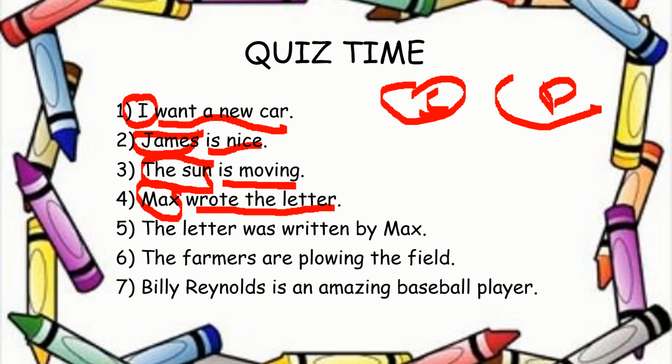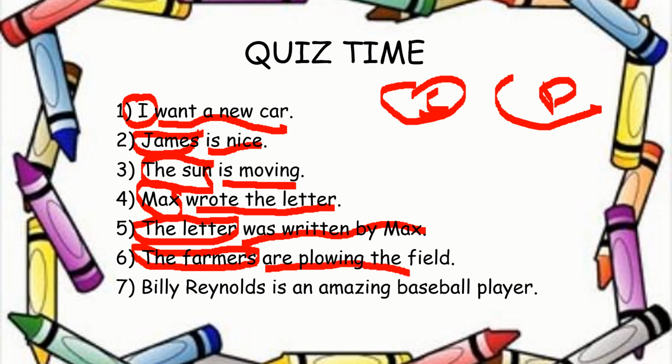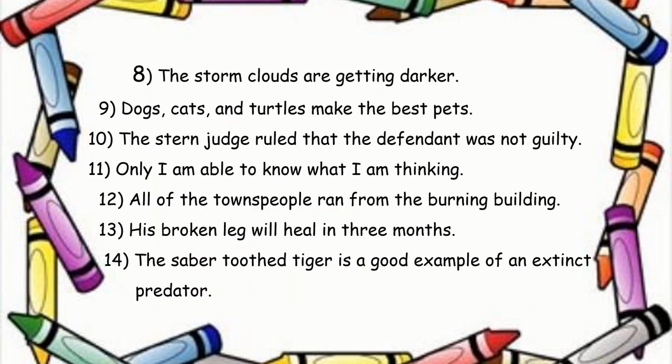The letter was written by Max. The letter is the subject and was written by Max is the predicate. The farmers are plowing the field. The farmers is the subject and are plowing the field is the predicate. Billy Reynolds is an amazing baseball player. Billy Reynolds is the subject and is an amazing baseball player is the predicate. Let us continue.